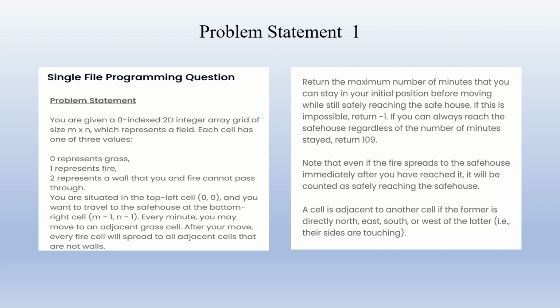Every minute, you may move to the adjacent grass cell. The fire cell may spread the fire to the adjacent cells. We have to return the maximum number of minutes that we can stay in the initial position before moving, while still we can safely reach the safe house. If that is impossible, return -1. If the person can wait in the initial position regardless of the number of minutes, return 10 power 9.